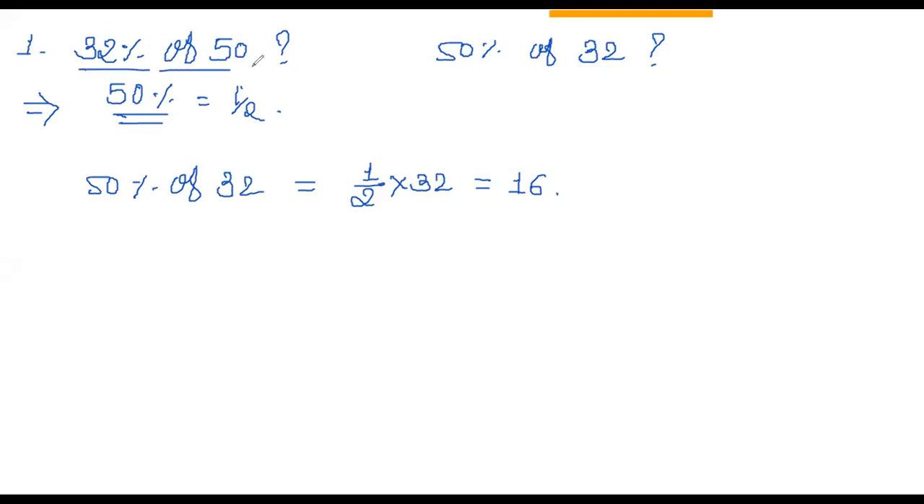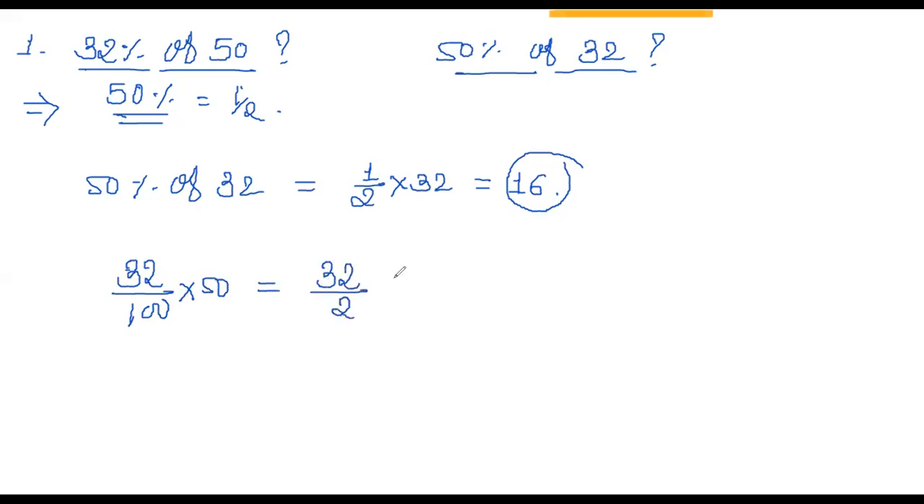Now look here, when you calculate 32% of 50 and 50% of 32, you will get 16 only. Shall I calculate it separately here? 32% of 50 is 32 divided by 100 into 50. What does it give? 32 divided by 2, which is equal to 16. And 50% of 32 is also 16. Okay, then going for the next one.